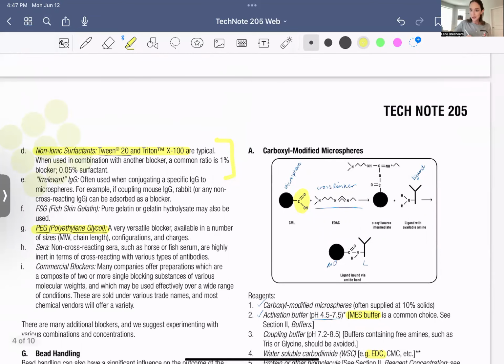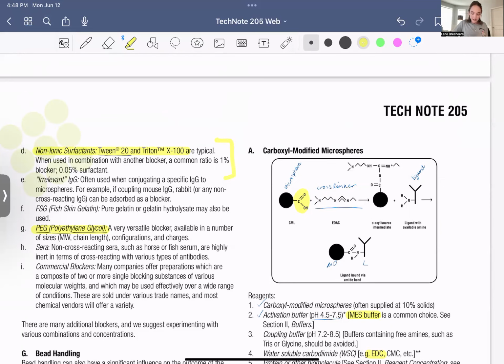This was really interesting. I actually just learned this in reading this now. Irrelevant antibodies, often used when conjugating a specific IgG to microspheres. For example, if coupling mouse IgG, rabbit, or any non-cross-reacting IgG can be absorbed as a blocker. That was interesting. Fish skin gelatin, okay. PEG, this is great. This is also used a lot. It's a very versatile blocker available in a number of sizes. It's very customizable. Definitely worth looking into.